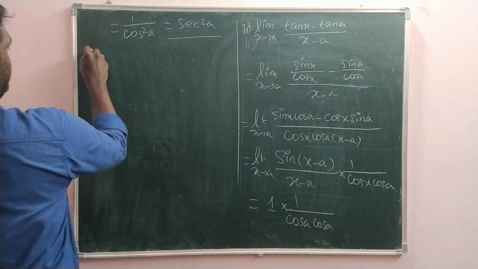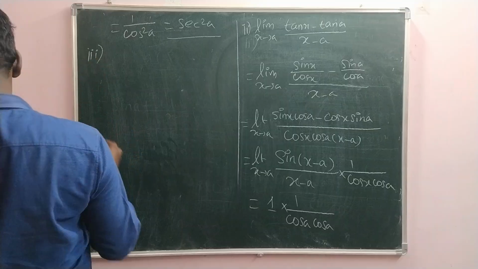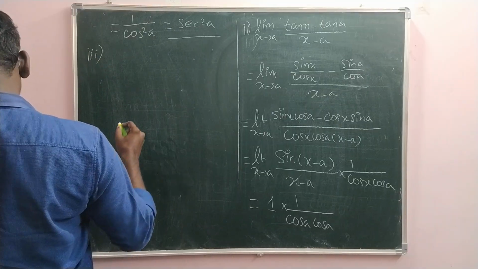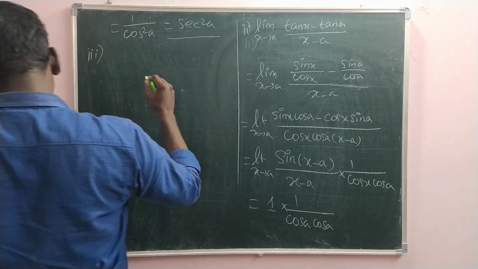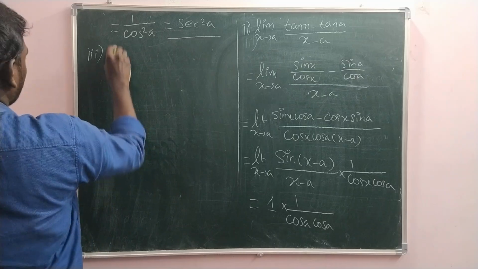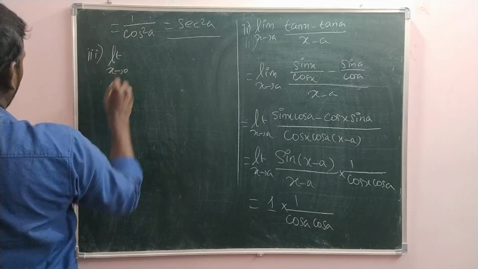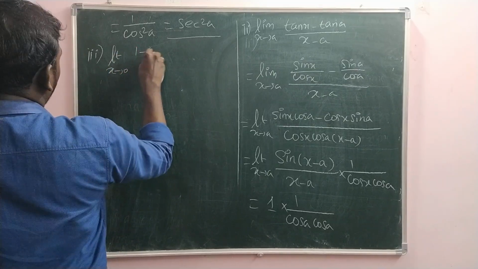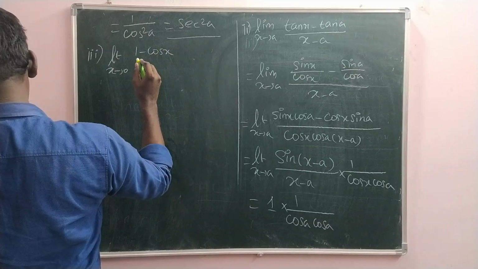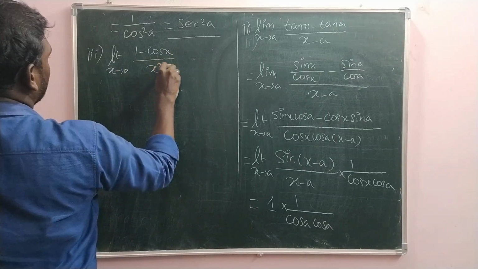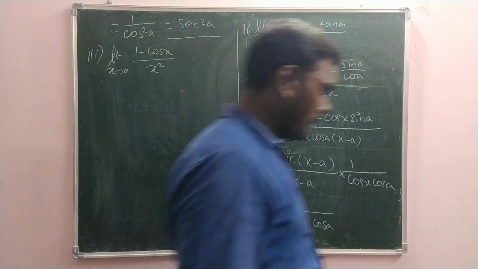And then the third sub-question. Limit x tends to 0, 1 minus cos x by x square. What do you think?